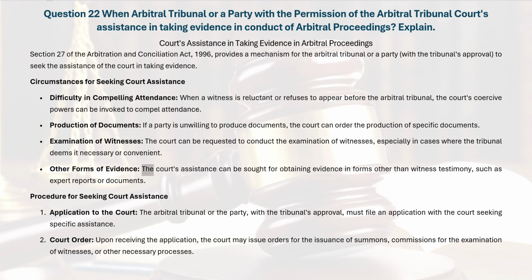Other forms of evidence. The court's assistance can be sought for obtaining evidence in forms other than witness testimony, such as expert reports or documents. Procedure for seeking court assistance. Application to the court. The Arbitral Tribunal or the party, with the tribunal's approval, must file an application with the court seeking specific assistance. Court order.